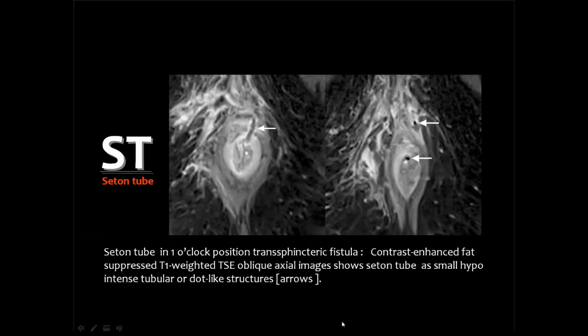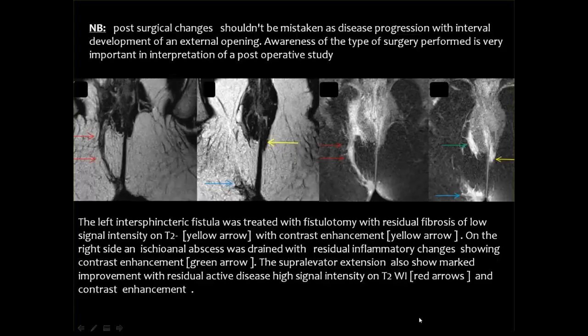Okay, then you understand the value of this Seton tube, and sometimes whenever you perform an MRI, you can see the tube as low signal dots because of the air inside the tube itself, and you can see the crossing of the tube through the fistula.